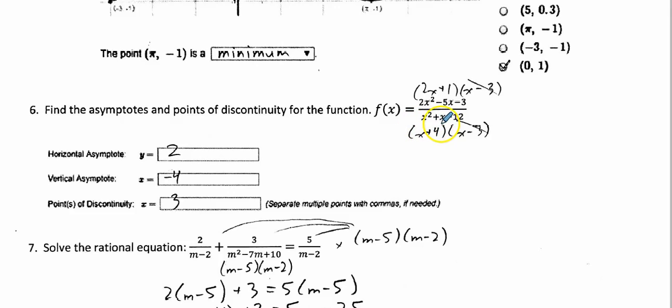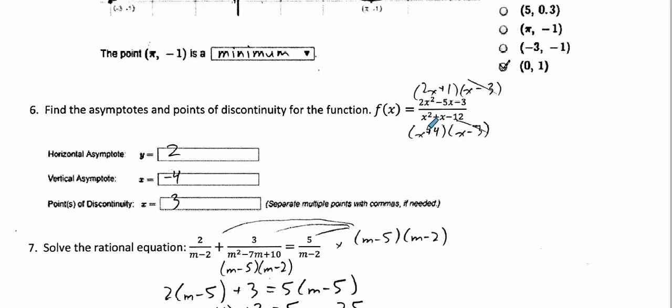So if I wrote x plus 4 equals 0 and solved, I would get x equals -4. That's a vertical asymptote. If you look at the factors that make the denominator equal 0 that do cancel, we call that a removable discontinuity, or it may be called a hole in the graph. In this case, they've called it a point of discontinuity, because the other one is an entire asymptote.